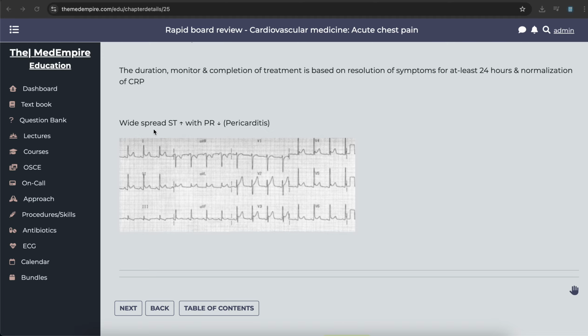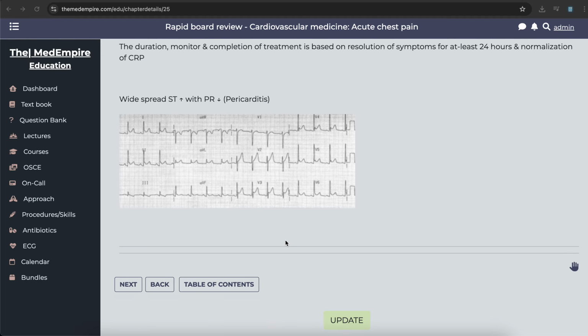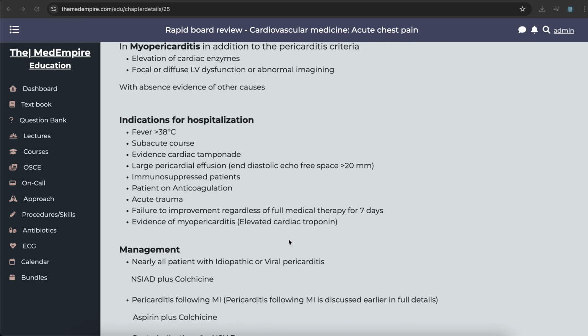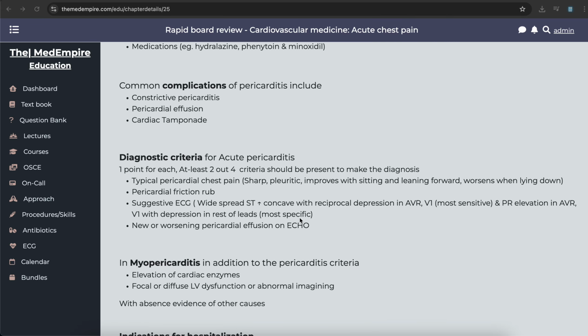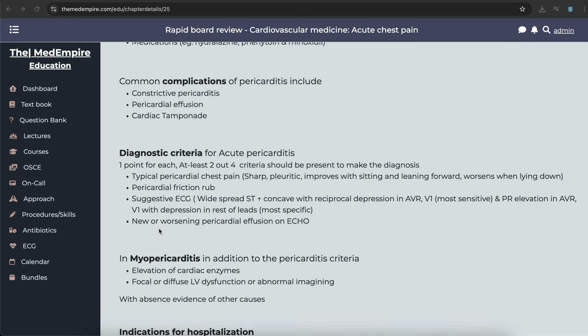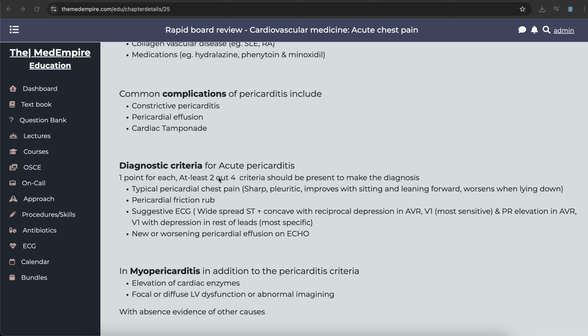Obviously, not every ECG will come this typical. They might come only with widespread ST elevation. So the suggestive ECG, widespread ST elevation with reciprocal depression in AVR and V1, and PR elevation in AVR and V1 with depression in the rest of the leads. And new or worsening pericardial effusion on echo. So 2 out of these 4 criteria makes the diagnosis of pericarditis.